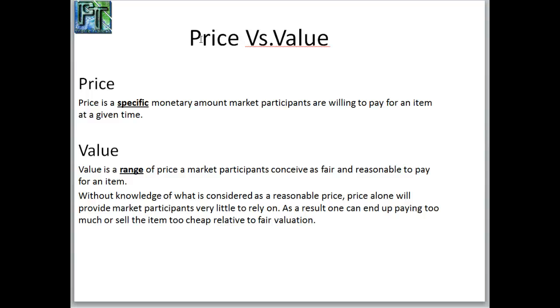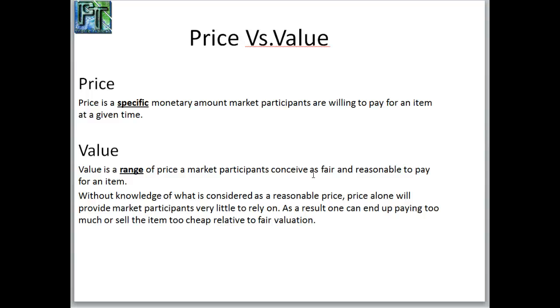However, value is different. Value is a range of price market participants conceive as fair and reasonable to pay for an item. So if you go buy something, you have an idea of a price range that you are willing to pay.